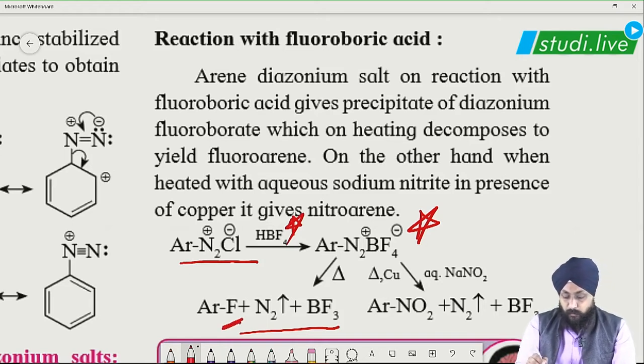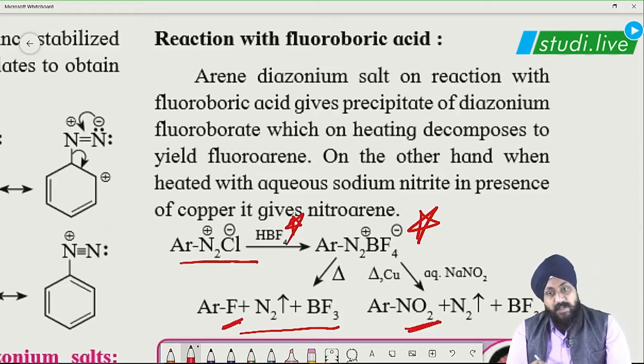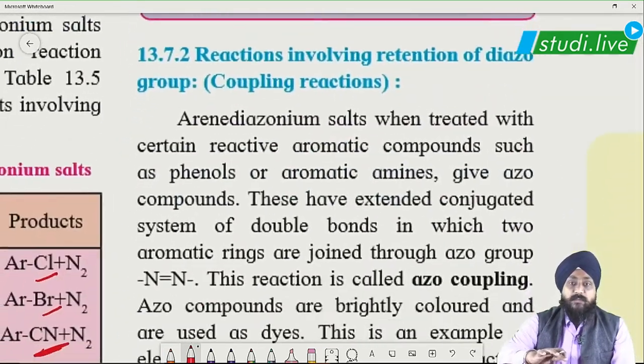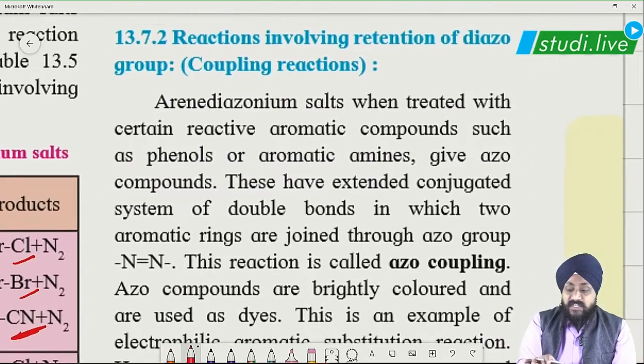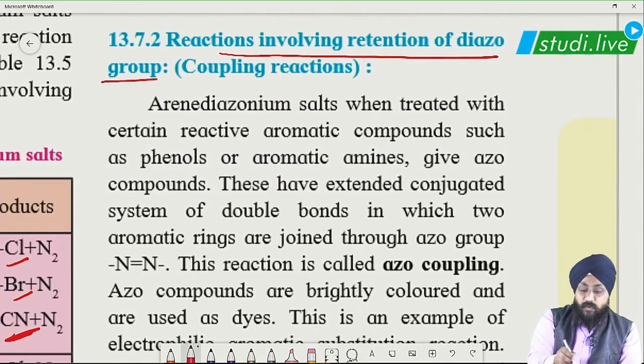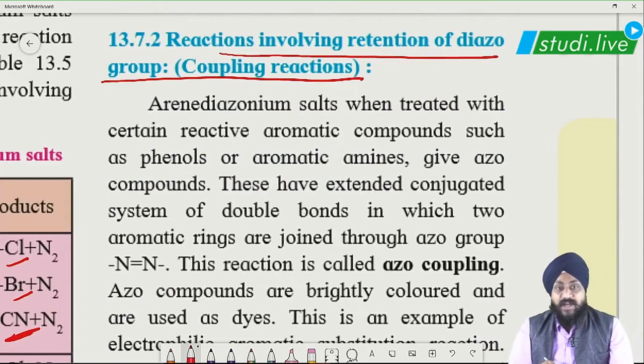Fluoride, and another what we have done, we have replaced it with what? Nitro group. Now students, here it is going to be a reaction involving retention of the diazonium group.